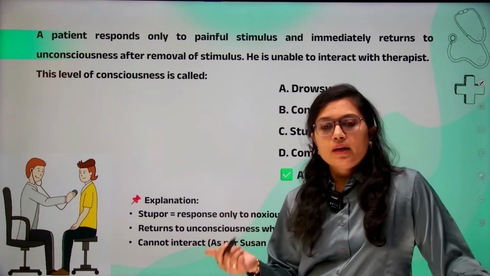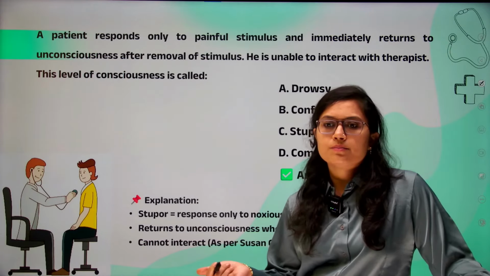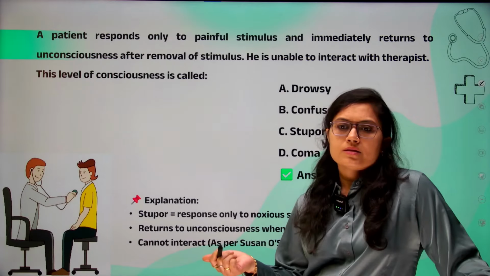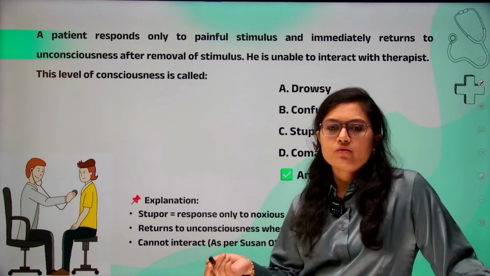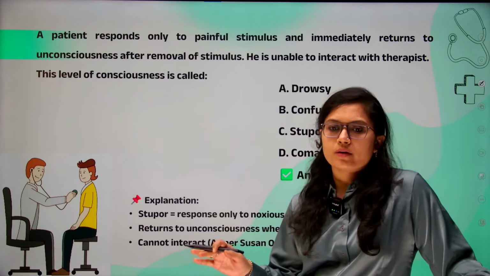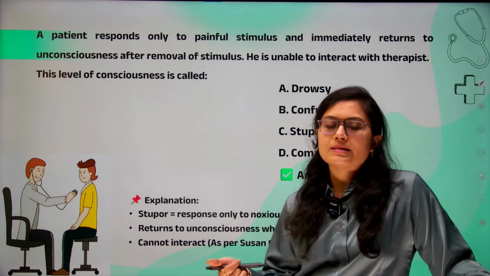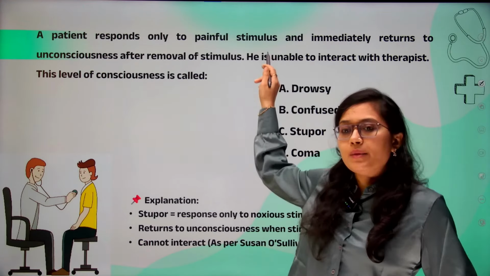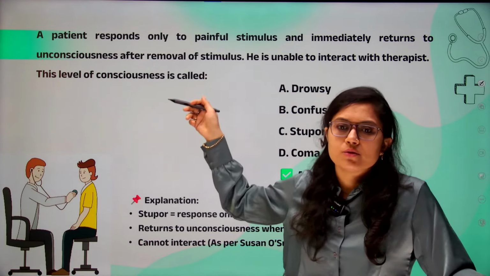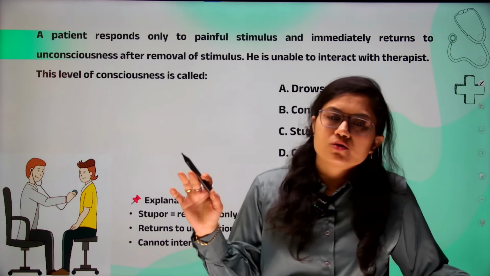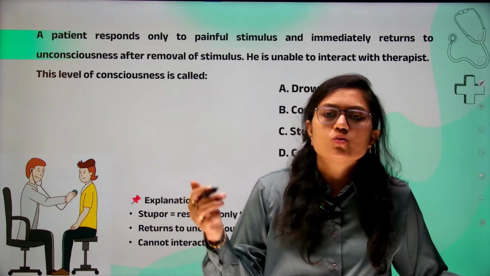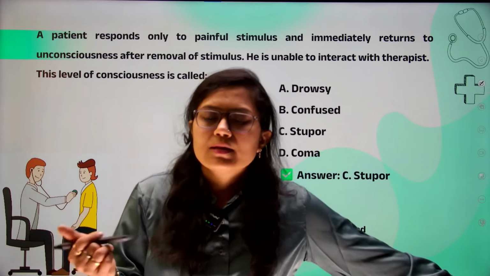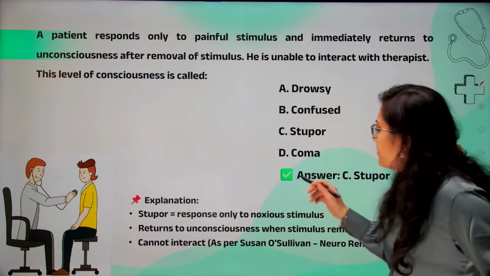As the patient responds to only painful stimulus. Answer B, that is confused, no. Answer D, that is coma. No, the patient responds to painful stimulus. If the patient is in coma, the patient doesn't respond. Answer C, yes, correct. That is answer C, that is stupor. Because the patient only responds to painful stimuli and immediately returns to unconsciousness after removal of the stimulus. When we removed the stimulus, the patient goes back to semi-conscious. Fine. So that is the stupor stage. Yes. What's your name? You're correct. That is Arzu, I guess. Yes, that's the answer C, that is the stupor stage. Nice.